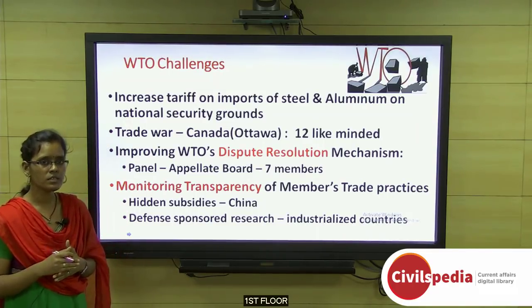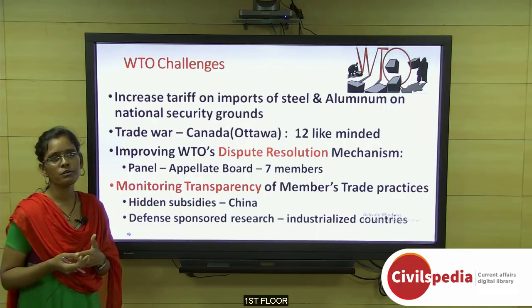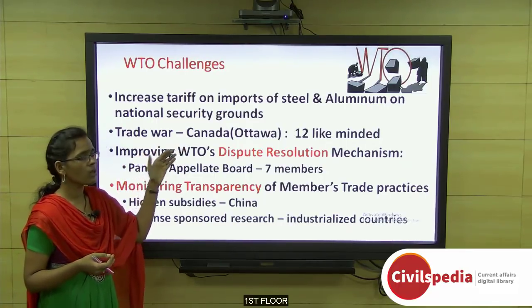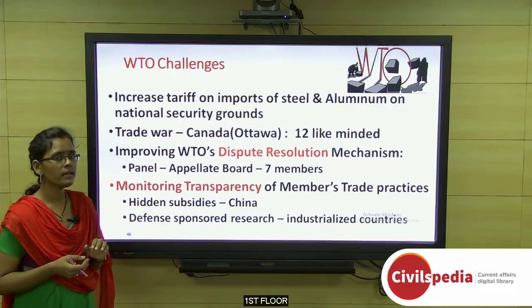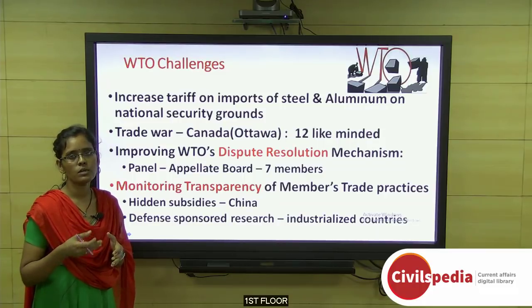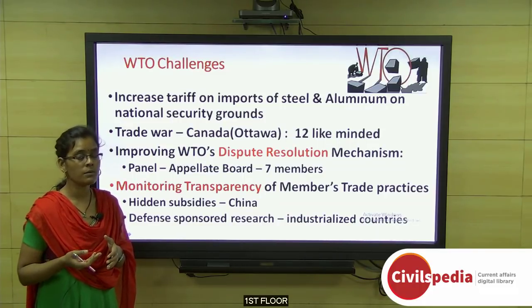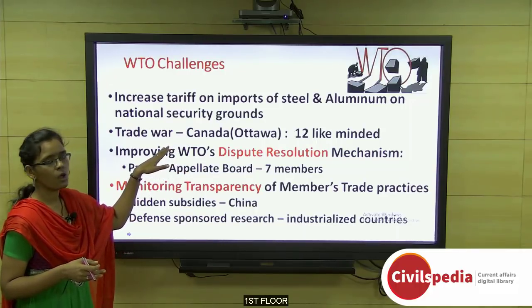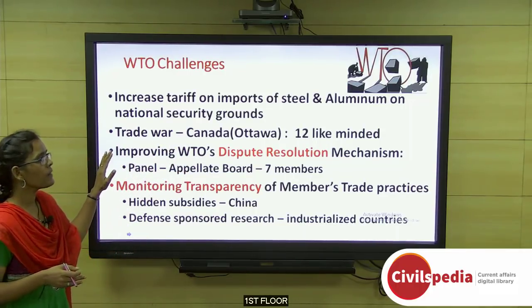So to stop this trade war, recently the European Union also conducted a meeting. And apart from that, Canada also organized a meeting in Ottawa by inviting 12 like-minded countries. But in this meeting, the US, China, and India were not invited. So all the other 12 like-minded countries along with Canada participated in the meeting.